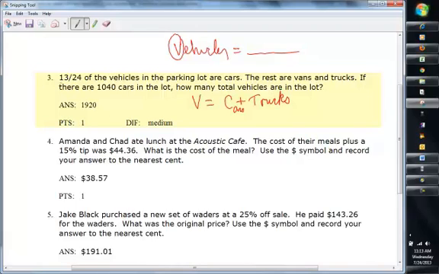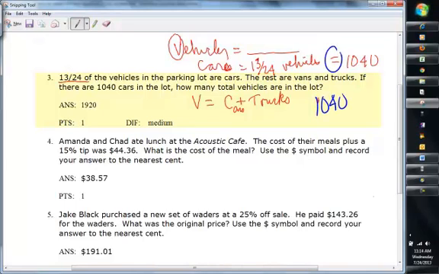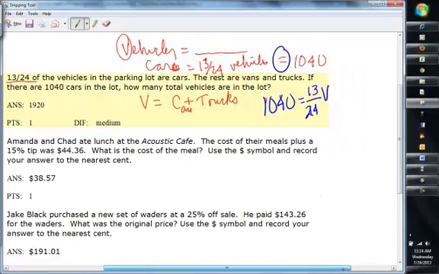But let's look at the very first thing. It says 13/24 are cars. 13/24 of the vehicles. And it also tells us that there are 1,040 cars in the lot. So we can use the equation: when you've got two things that are, or one thing that's written two different ways, you can use that for your equation. 1040 is 13/24 of the vehicles.